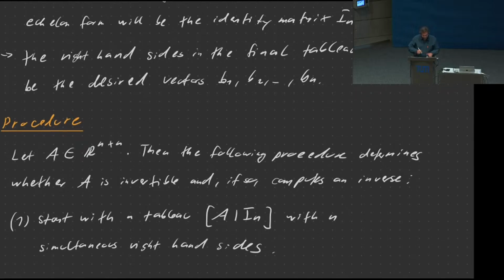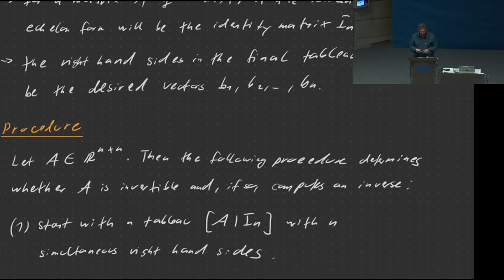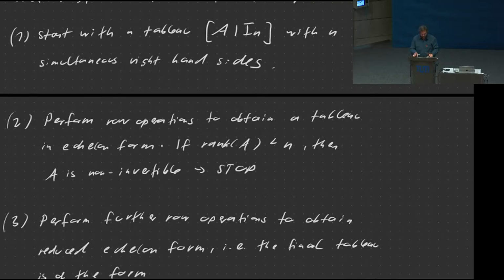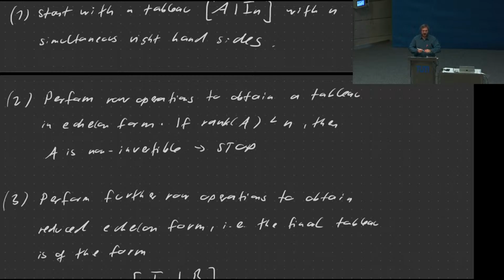And that's exactly what we do. So what does that mean? Well, we start with a tableau that looks like this. We have the A as the left-hand side, and then we have all the right-hand sides at once. And stacking those next to each other just gives us the identity matrix IN. Then we do the Gaussian elimination procedure. And to be able to read off the solution even more easily, we won't stop at echelon form, but instead we go on to obtain reduced echelon form.